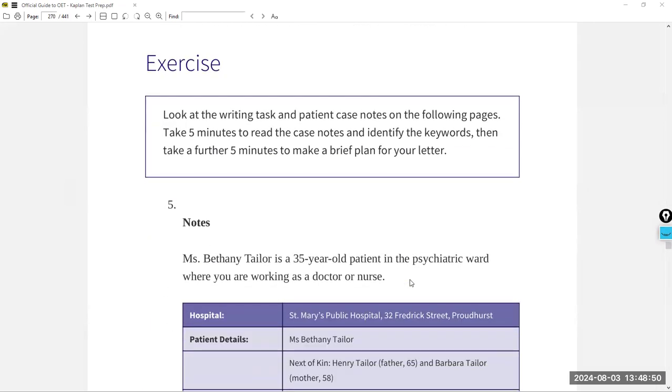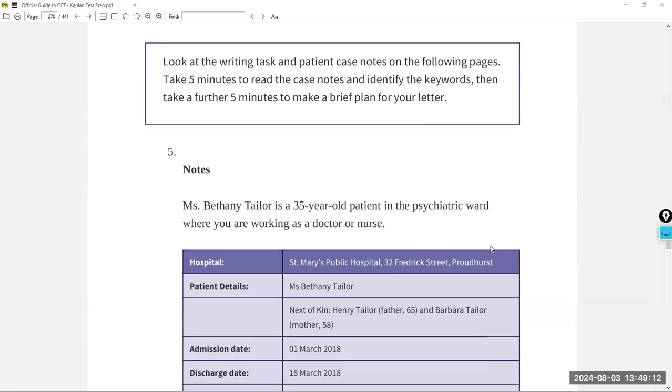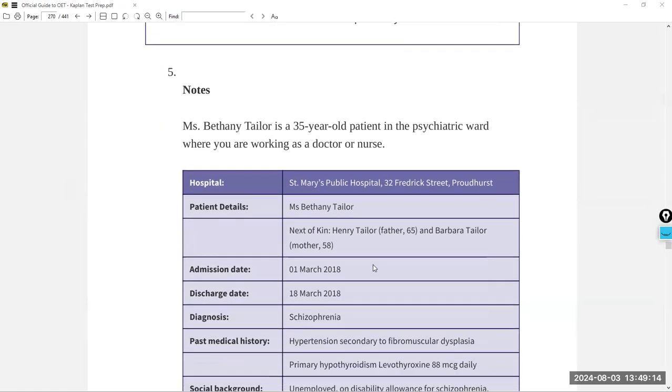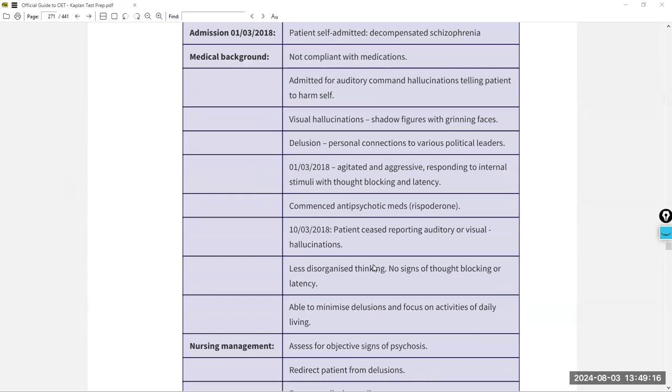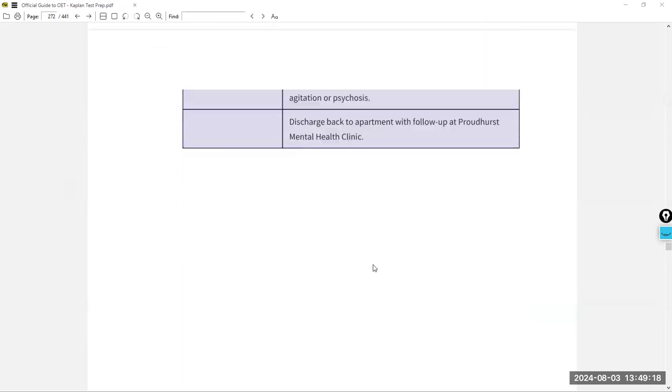Now the exercise. The exercise is saying, let's take a look at the writing task and patient case notes on the following pages. Let's take 5 minutes again to read the case notes and identify the keywords. Then take a further 5 minutes to make a brief plan for your letter. So let me show you now the notes and all the information because you have to make your own plan.